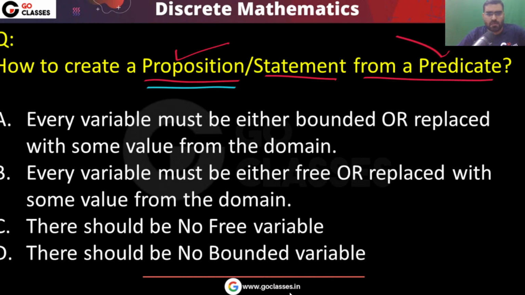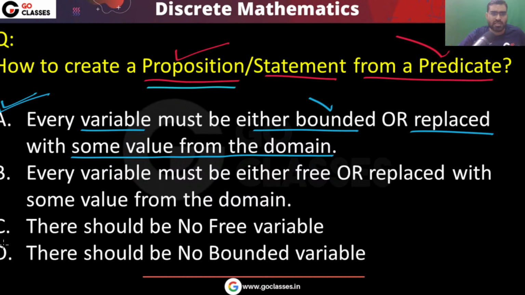Okay, so let's see the answer. How to create a proposition from a predicate? Every variable must either be bounded, or it should be replaced by some value from the domain. Yes, this is correct. Either you replace it with some value from the domain or you keep it bounded.